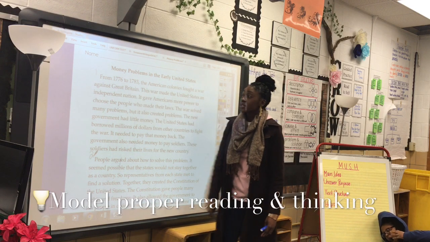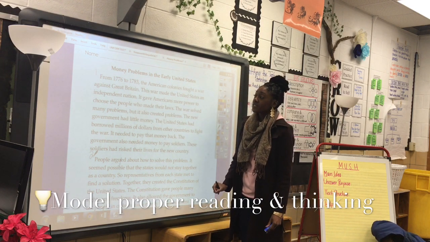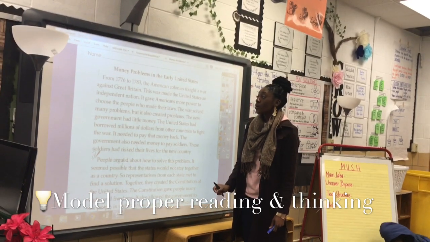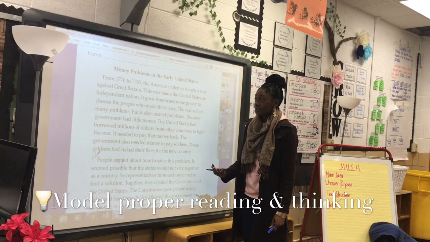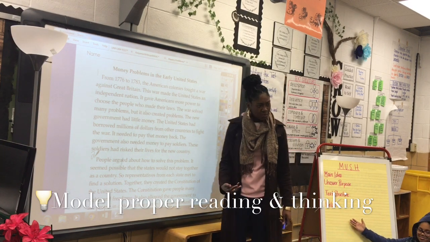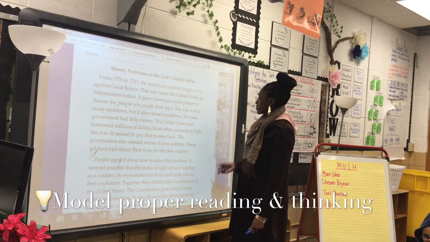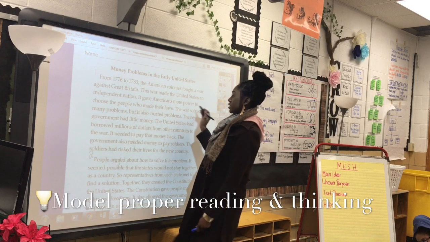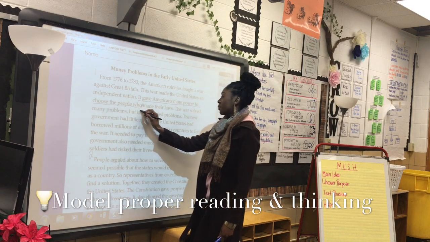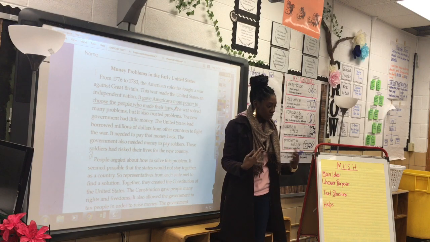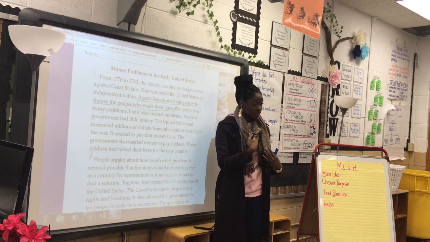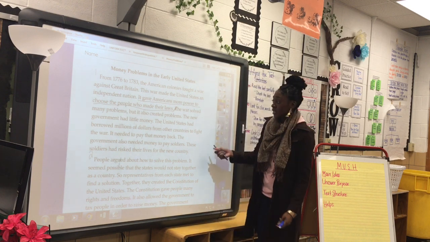So, in our first chunk, it says, from 1776 to 1783, the American colonies fought a war against Great Britain. This war made the United States an independent nation. It gave Americans more power to choose the people who made their laws. That seems important, doesn't it? Yes. Okay? I think I want to underline that. It gave Americans more power to choose the people who made their laws. And we know laws do what for citizens? They can protect us, they help us, they give us structure, right? Okay, so let's continue to read.